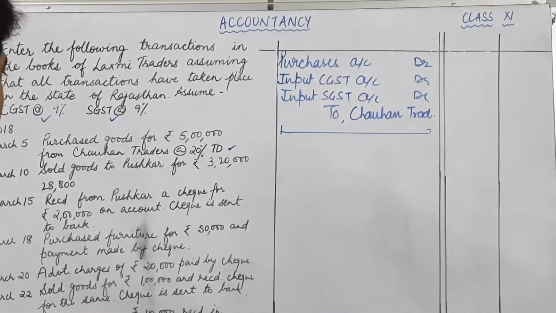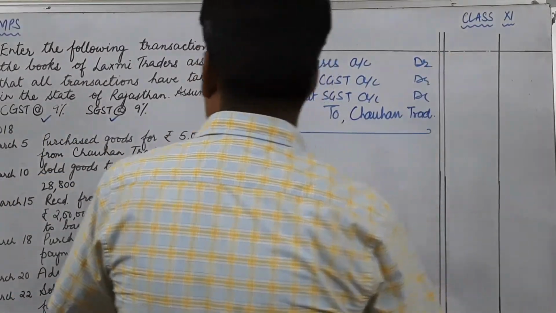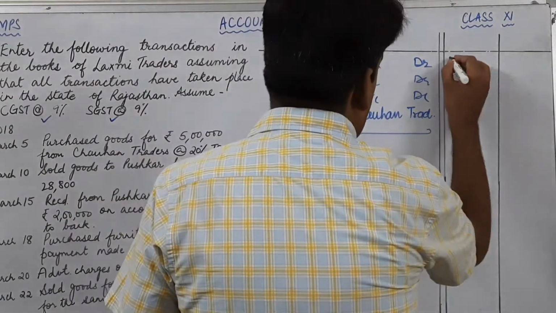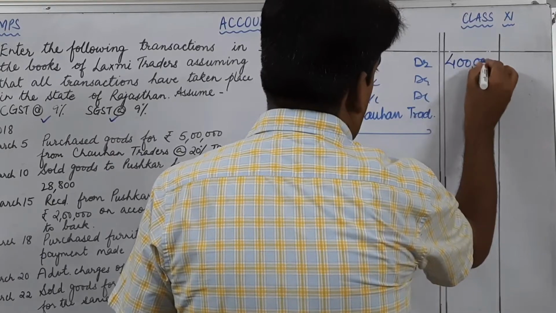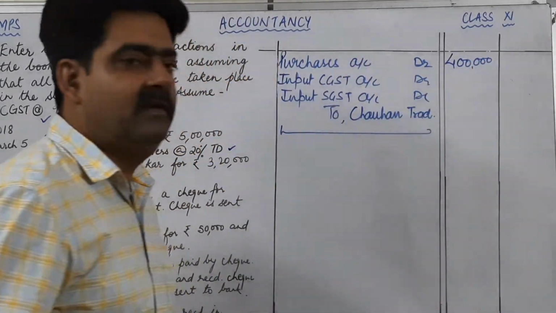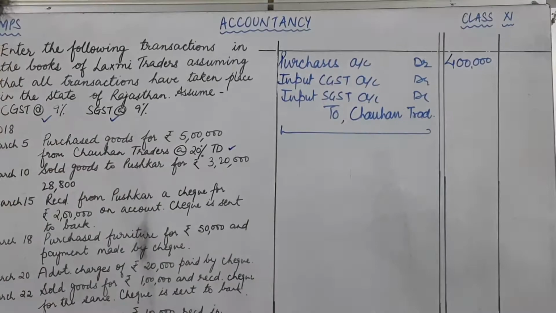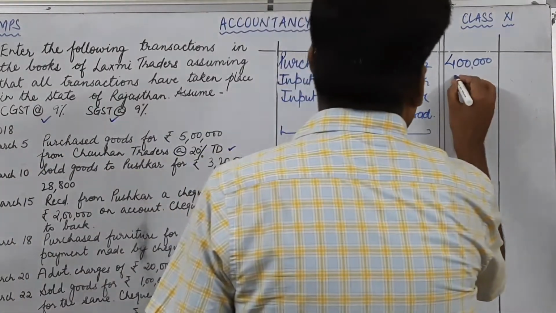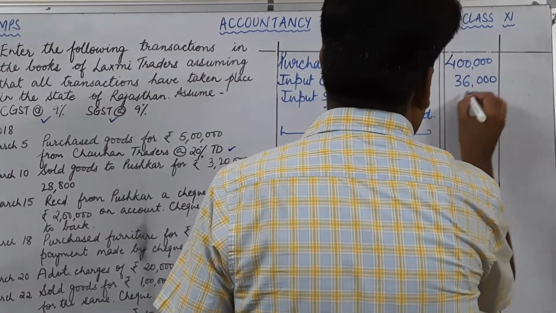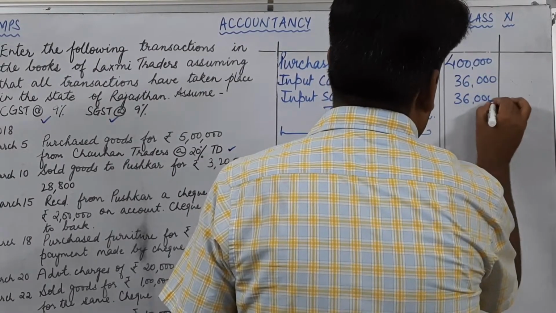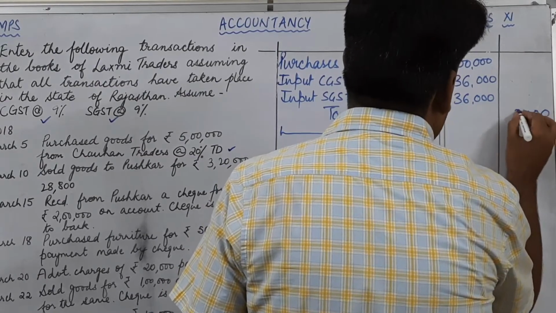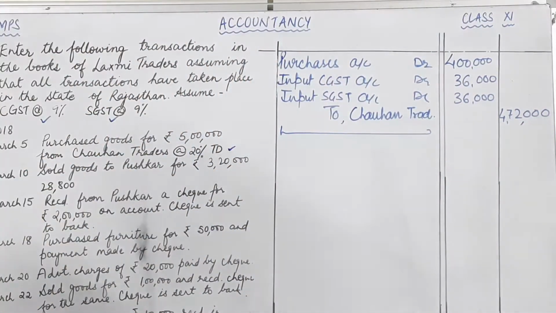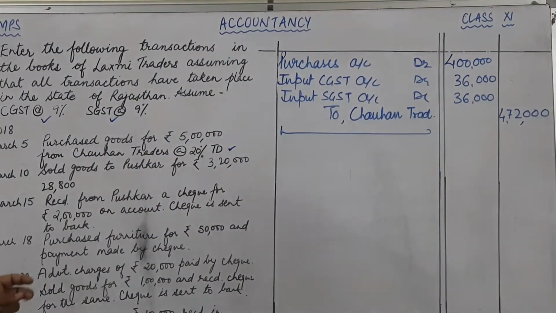Now see how the amounts will come. Rupees 5 lakh and 20% trade discount. So 5 lakh into 20% will be 1 lakh. So value of purchase will come 4 lakh. And on 4 lakh rupees we will calculate taxes, 9% CGST and 9% SGST. So 9% on 4 lakh will be 36,000 each. So like this, 4 lakh 72,000 rupees will come. Okay. Now see next transaction.